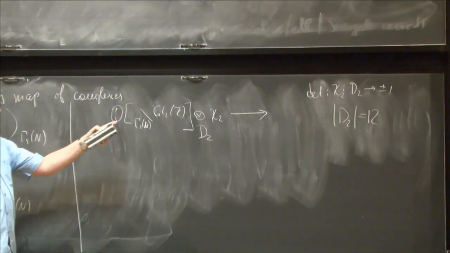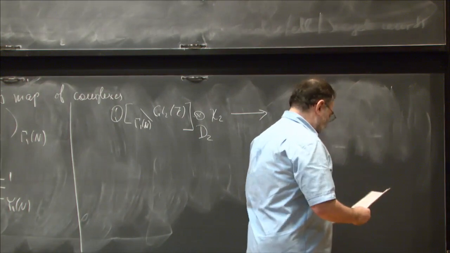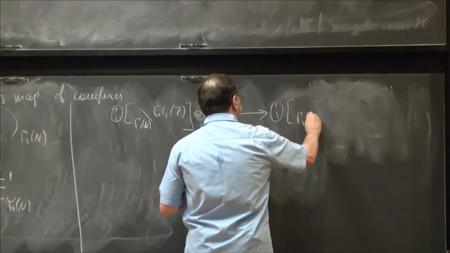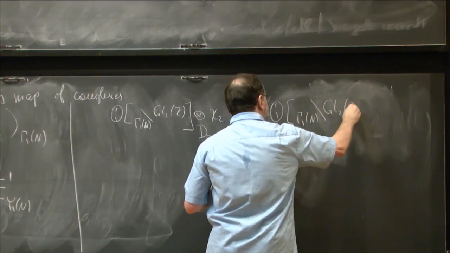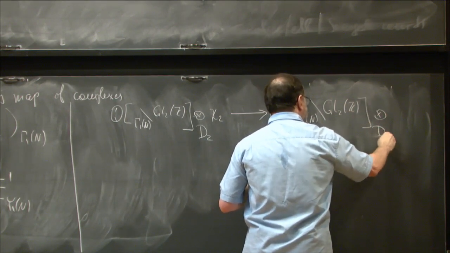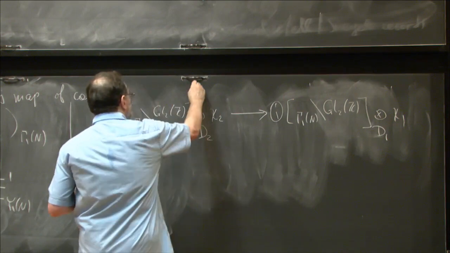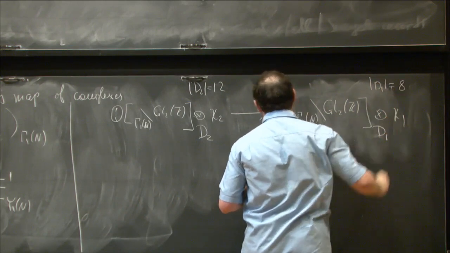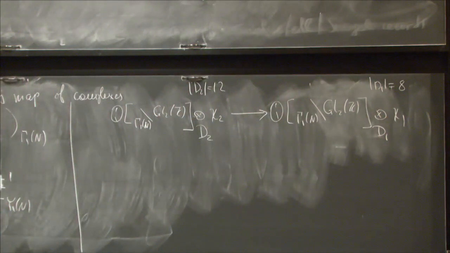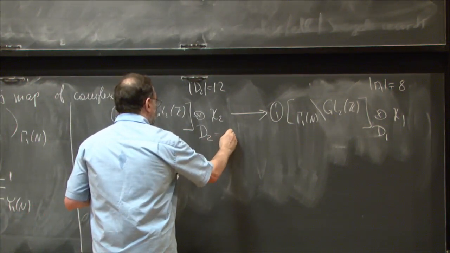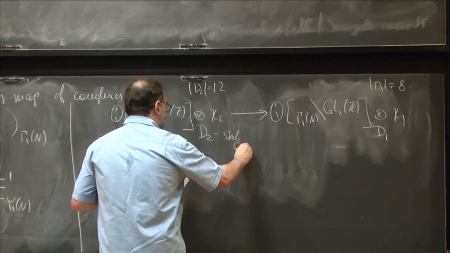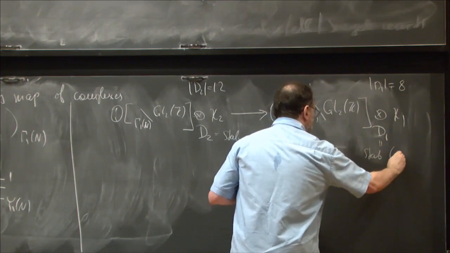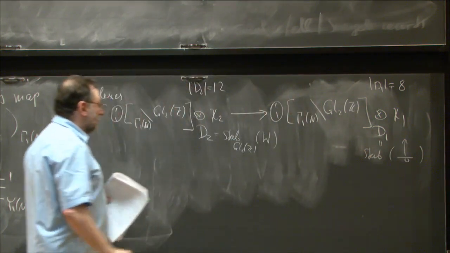So if you allow me, I will erase this. This is Q of Gamma 1 of n, GL2Z, tensor over some group D1, some character chi1. So the important thing is that here the order of this group is 12, and the order of this one is 8. And so they are stabilizers of the geodesic and triangle. So this is by definition the stabilizer in the group GL2Z of this triangle. And this is by definition the stabilizer of the geodesic in the same group GL2Z.